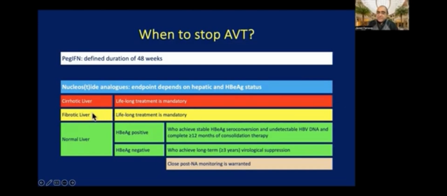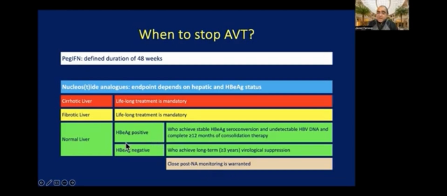Here in this patient, the liver has become fibrotic and the APRI score was more than 1.5. Rather, it was more towards a cirrhotic liver. If the patient's liver is normal and the patient is HBe antigen positive, those who achieve stable HBe antigen seroconversion and undetectable HBV DNA and complete more than 12 months of consolidation therapy, you can stop the antiviral therapy. In HBe antigen negative patients, who achieve long-term, more than 3 years, virological suppression, if you stop antiviral treatment, it is conditioned on close post-NA monitoring.